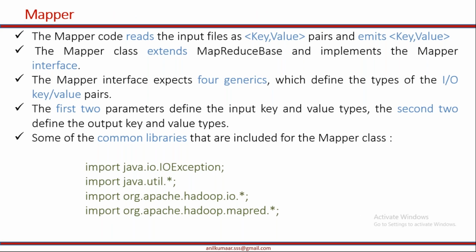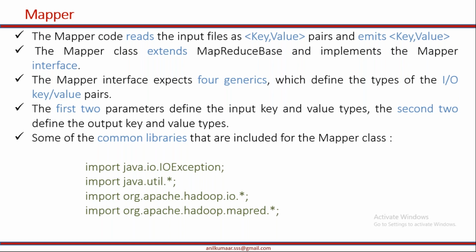Coming to the mapper, try to understand the template here. How to write the mapper code is interesting. Our mapper code reads the input files as key value pairs. We already understood this, right? Everything has to be specified as key value pairs only, and it emits key value pairs.